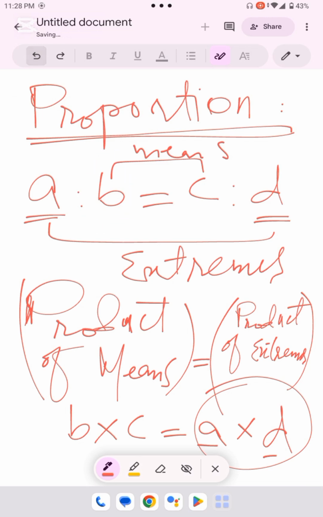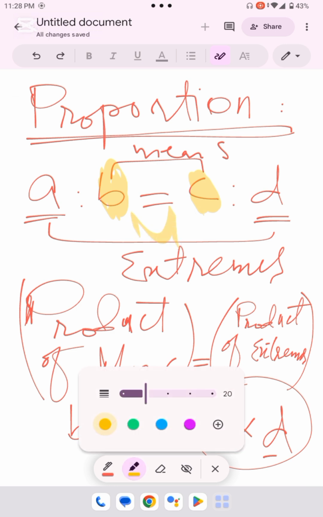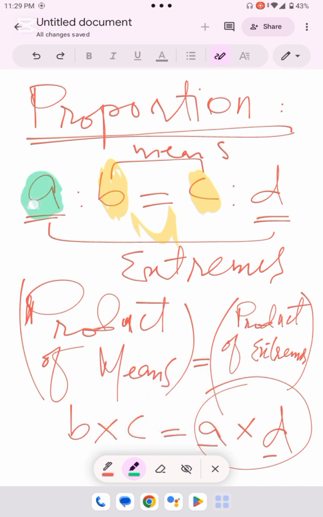I highlight these are means, this one and this one. These are called means, and the green one, this one and this one, these are called extremes. Okay, I think you got it.